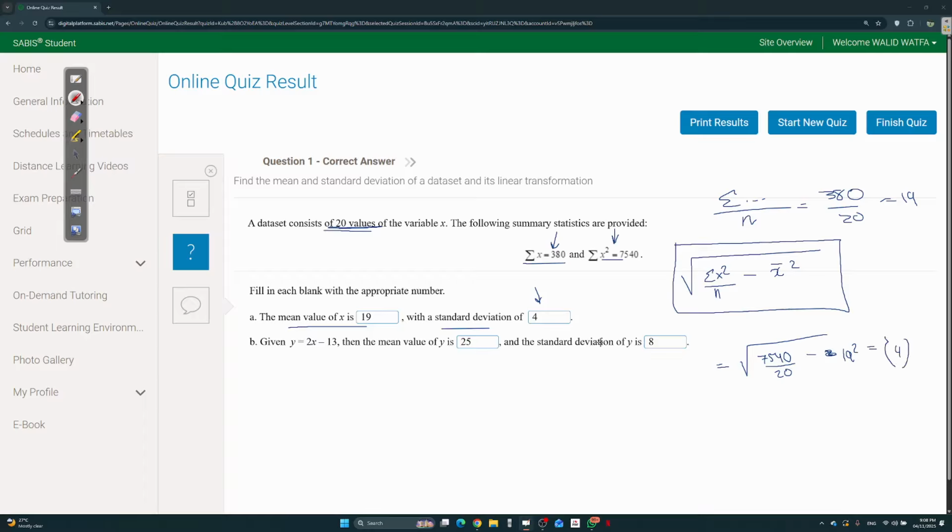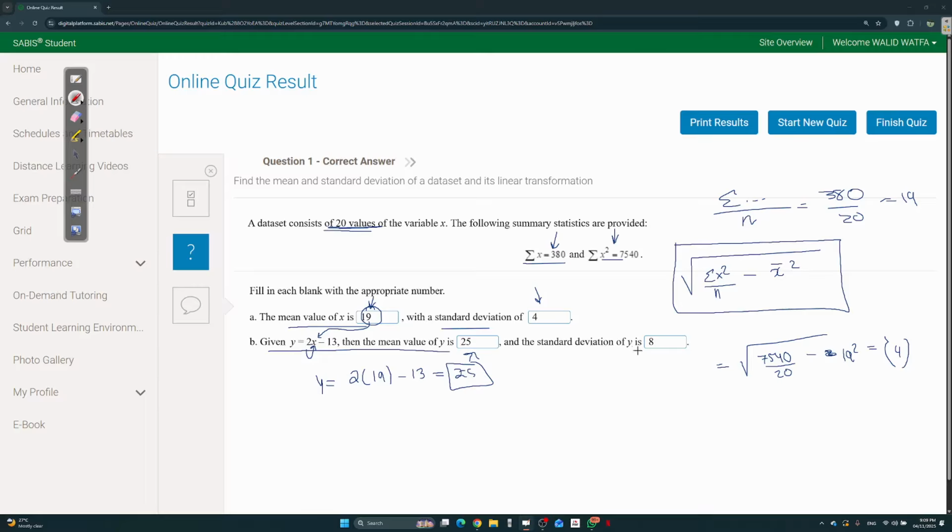Next, given y is equal to 2x minus 13, what's the mean value of y? And what is the standard deviation of y? Over here they said 2 times x minus 13. We figured out that the mean value of x is 19. So all you have to do is just plug in that 19 and see where that takes you. So it's going to be 2 times 19 minus 13, which is 38 minus 13, which is 25.